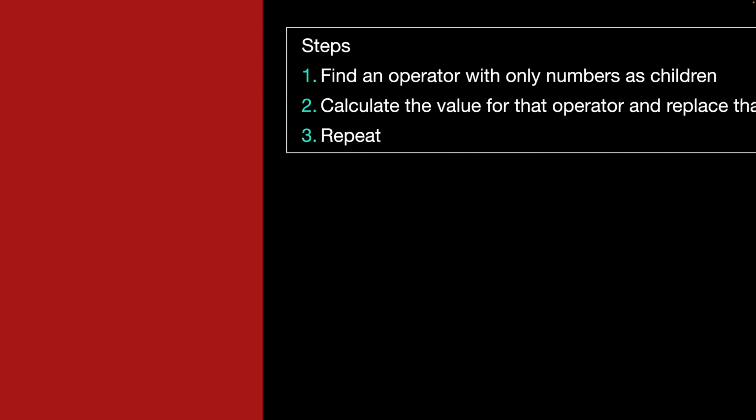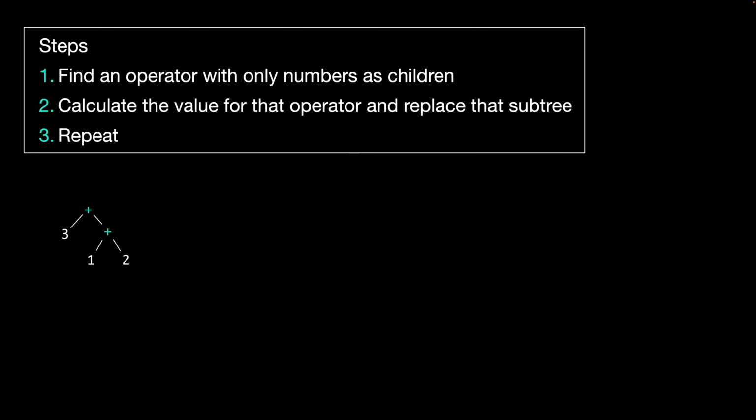Alright, let's look at how we solve some math using trees. Here are the steps. First problem. What do we do? We look for an operator that only has numbers for its children. So this first plus here has a 3 as a child and a plus as a child, so that's not going to work. We can't start there. The second plus has numbers for both of its children, so we can start here.